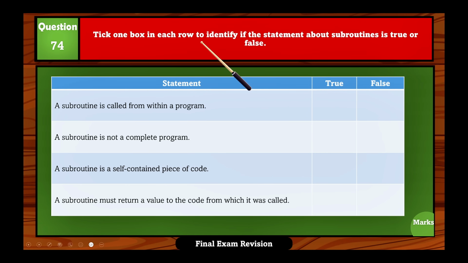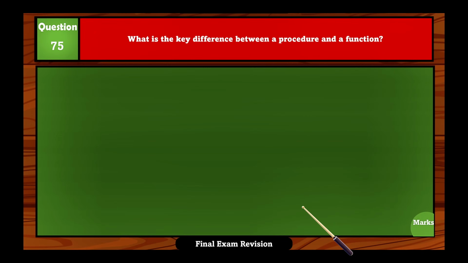Question 74, tick one box in each row to identify if the statement about subroutines is true or false. So first statement: a subroutine is called from within the program. That's true. A subroutine is not a complete program. That's true. A subroutine is a self-contained piece of code. That's true. A subroutine must return a value to the code from which it was called. That is false, because we have two types of subroutine. One is called the procedure, the second one is called the function. A function returns a value, while a procedure does not return any value. Okay. What is the key difference between a procedure and a function?